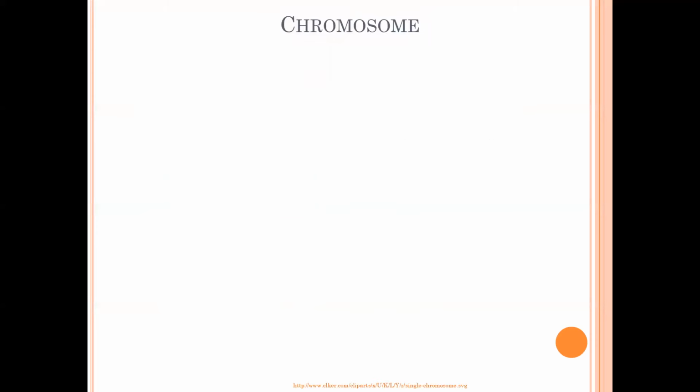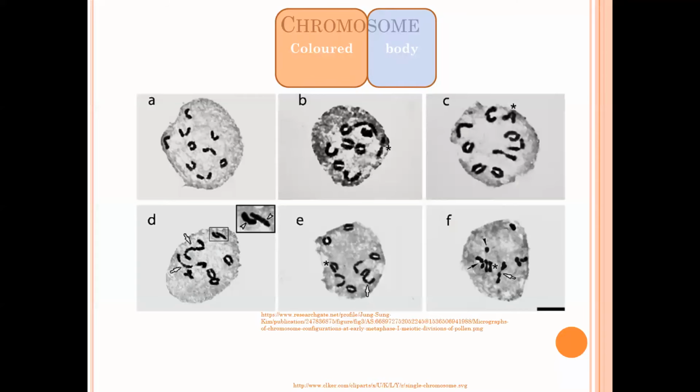Chromosome. Chrome means color, and some is body. The reason for getting this name is that when doing microscopy, they add certain stains and dyes in order to see the structures more clearly. And they find that the chromosomes absorb those dyes a lot, and they are very darkly colored when viewed with the microscope.